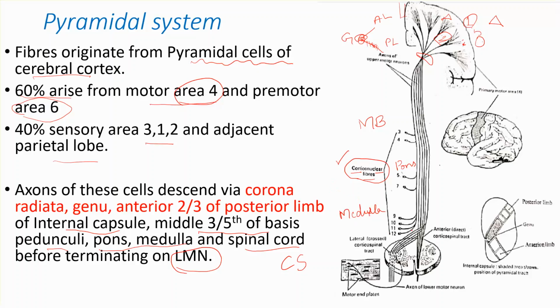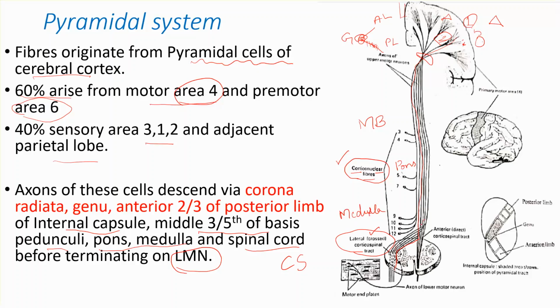Okay, and then at the lower level of the medulla, if I trace one fiber all the way down, it is crossing to the opposite side. It goes down, and then at the spinal cord it is called the lateral cortico-spinal tract, and these are the crossed fibers.